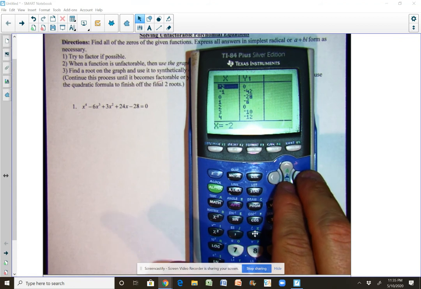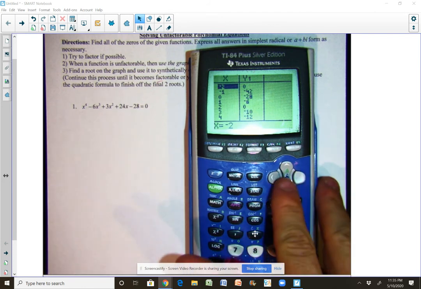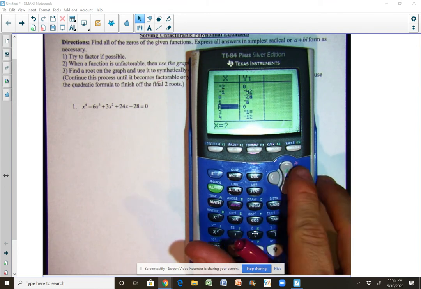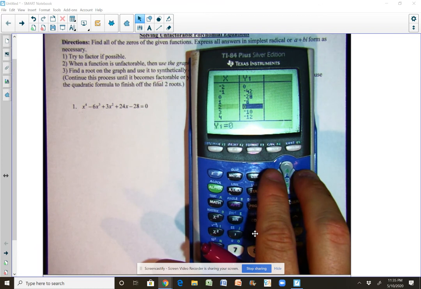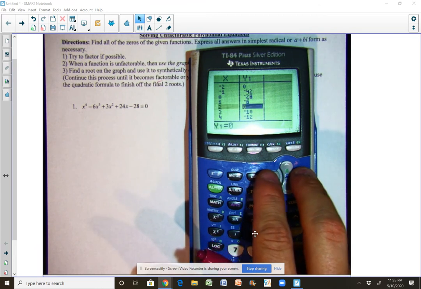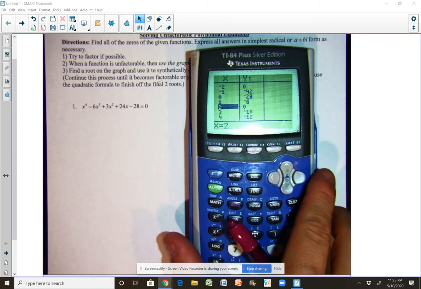So if we use -2 as an x value to synthetically divide out, we could drop the fourth degree, which is where it starts, down to a third degree. And then once it's down to a third degree, we could take another rational root, like this one, for instance, x equals 2, and we could take that remaining third degree and drop it down to a second degree if we synthetically divide this one out. So that's going to be the process that we follow.